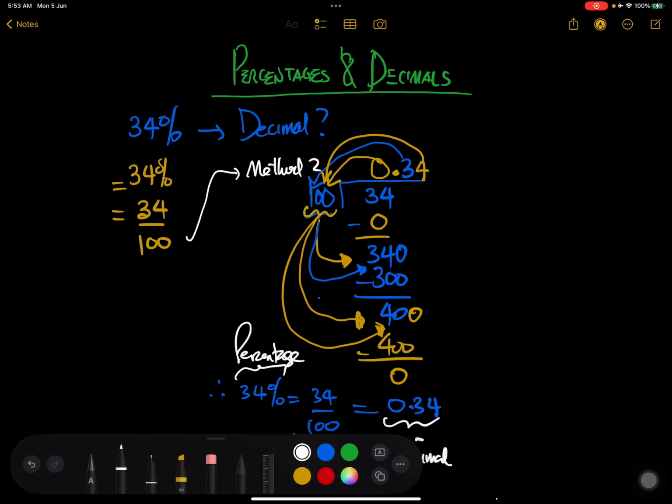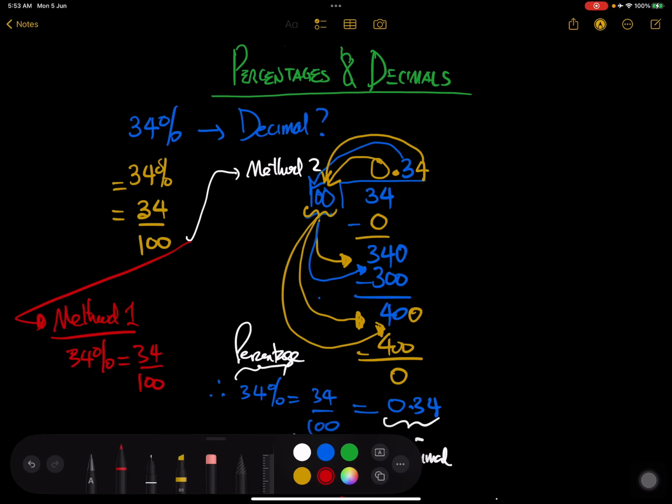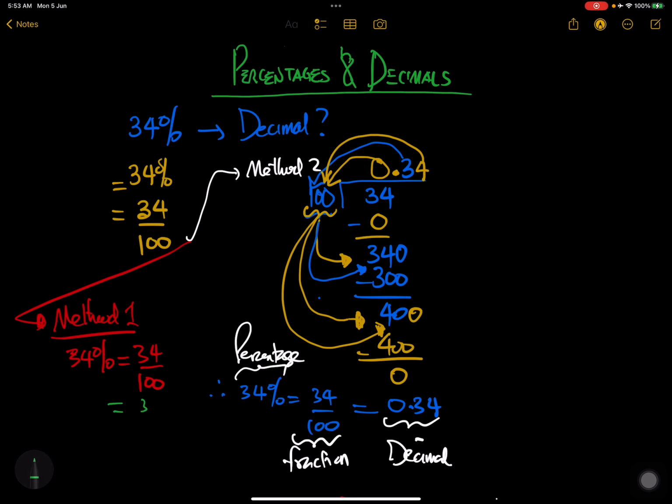Now, can we look at method one quickly? Okay. Method one, we said that 34% is the same as 34 divided by 100, right? But because we already have 34 over 100, we already have that. And the denominator has two zeros.